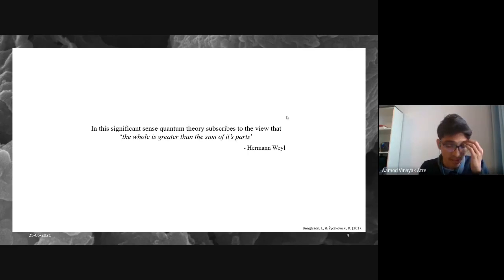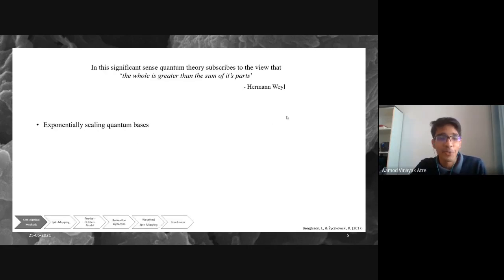What he was trying to say here is that in a quantum system, as the degrees of freedom increase, the size of your Hilbert space, or in a classical analog, the size of your phase space, would increase exponentially. So while the phase space increases linearly as the degrees of freedom increase, the Hilbert space increases exponentially. And hence, the whole is greater than the sum of its parts. Sorry, quite obvious. So this exponential scaling of bases provides both analytical and computational challenges.